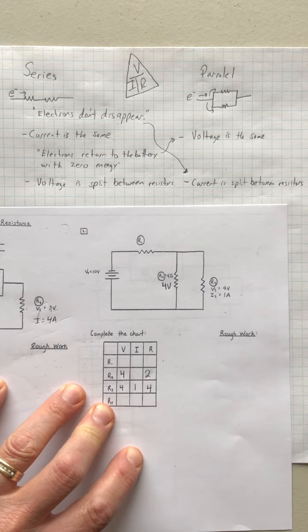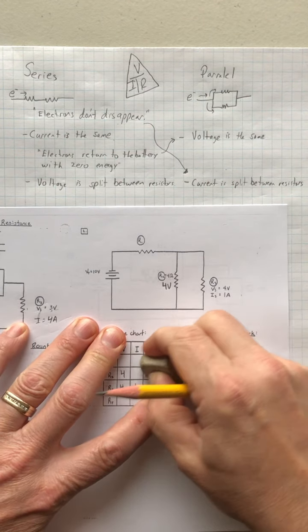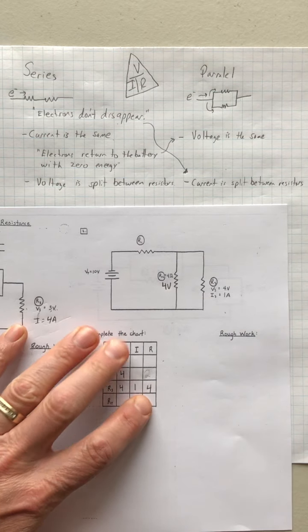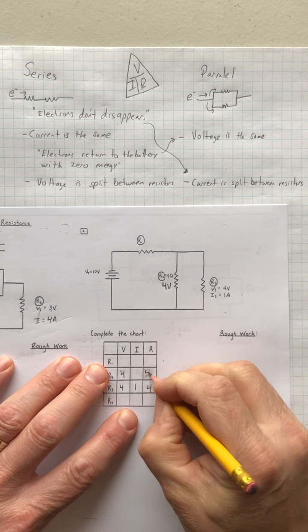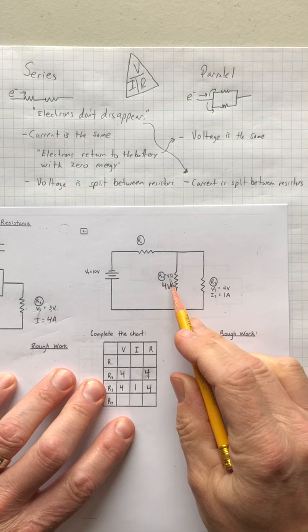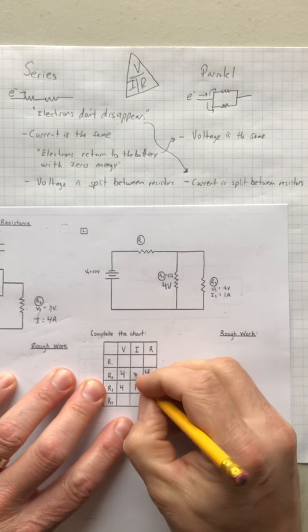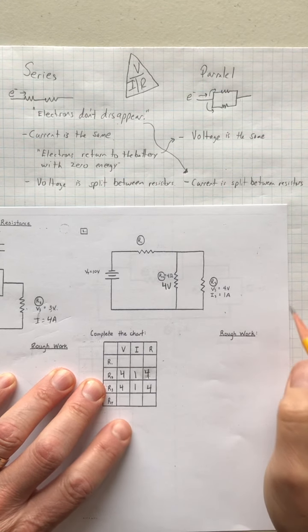Hold on a second. It's 4 ohms. 2, 4. Okay, 4 divided by 4 is 1 amp. So these guys are exactly identical.